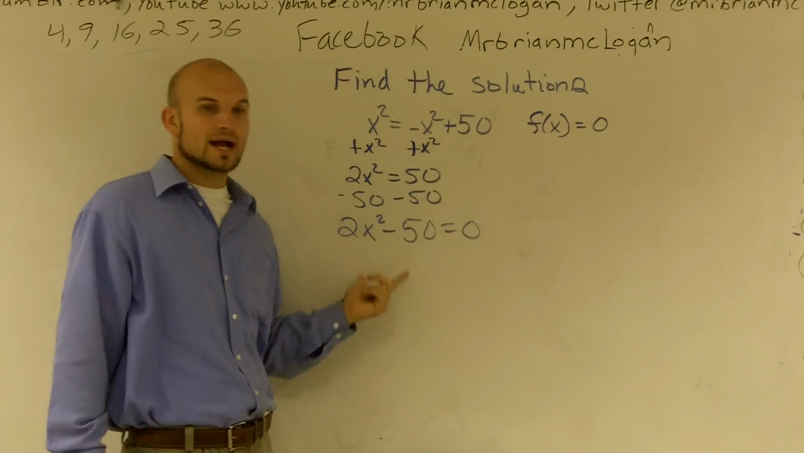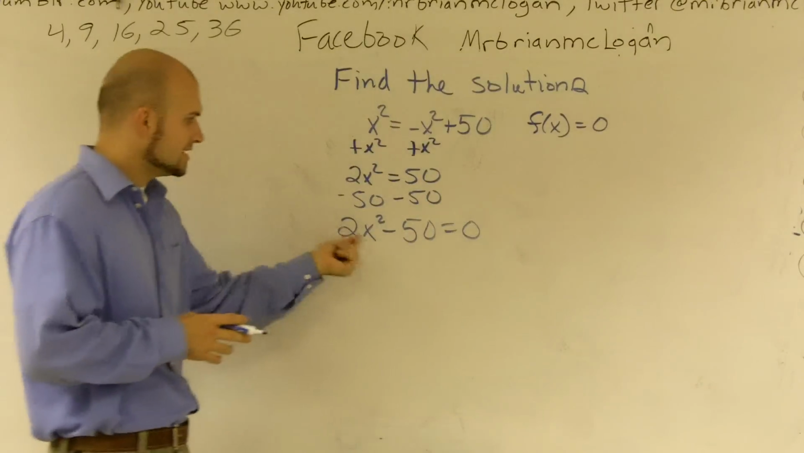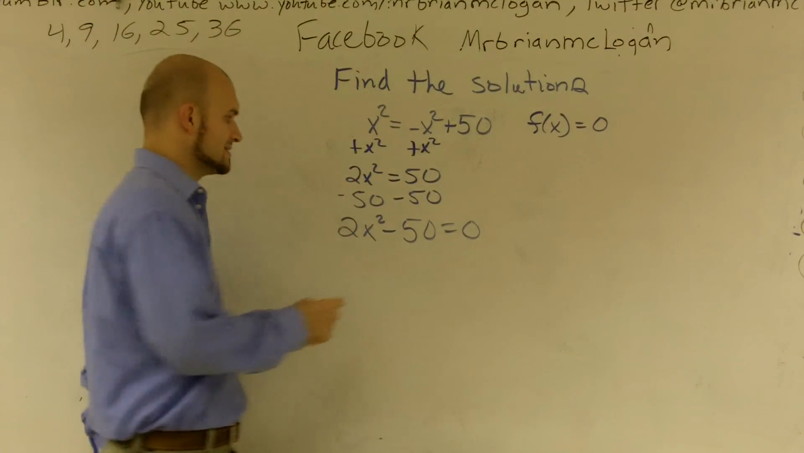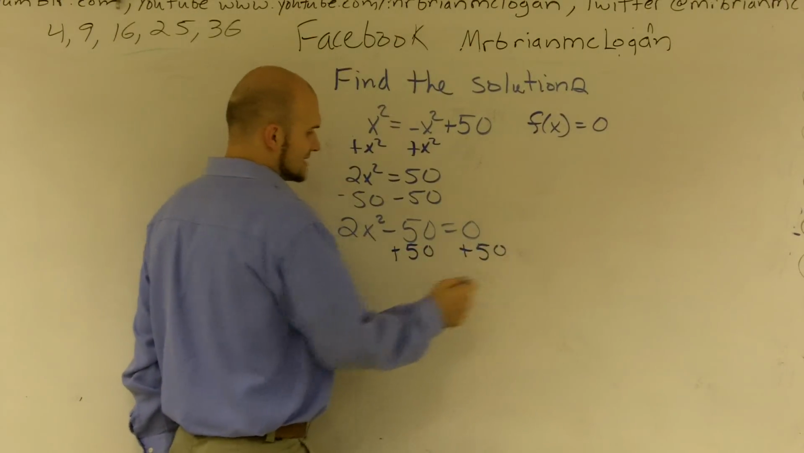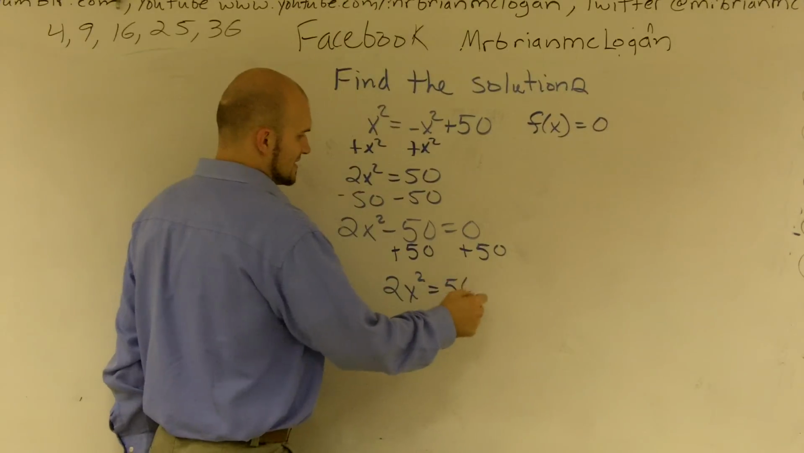Now if this was a quadratic where I had two x's, I would probably have to do some sort of factoring. But here, since it's alone and it's squared, I'm going to have to get it by itself. So I'm going to add the 50 back over there to isolate this variable. So I'm going to have 2x squared equals 50.